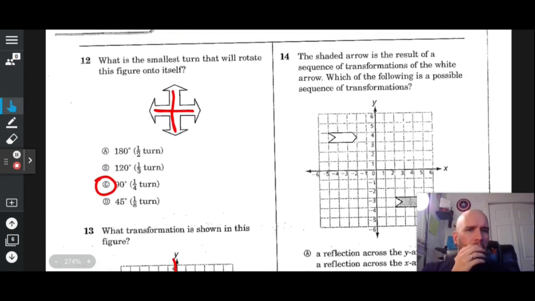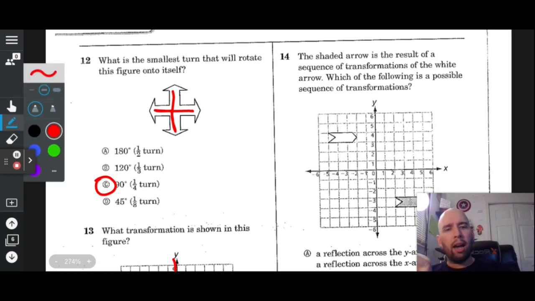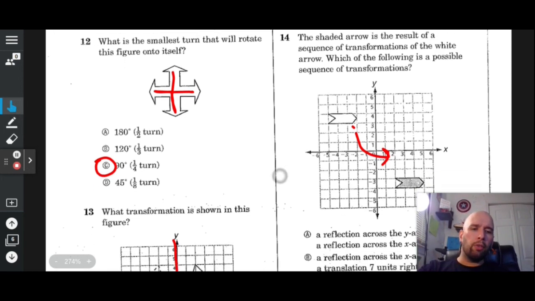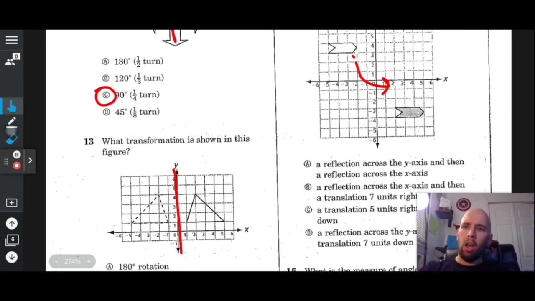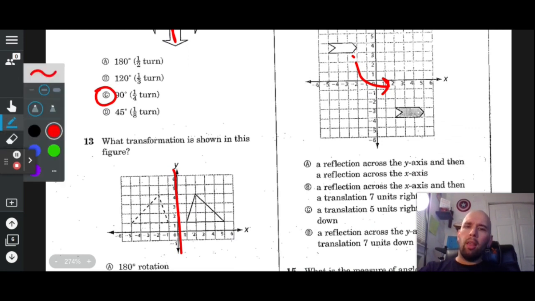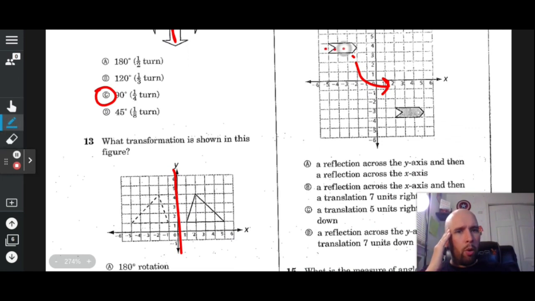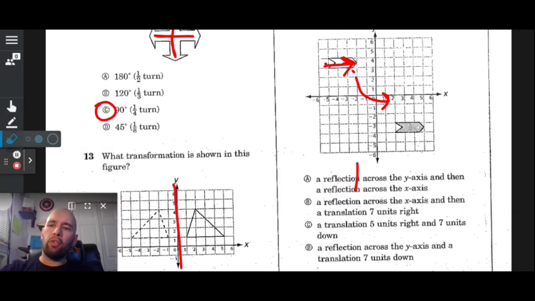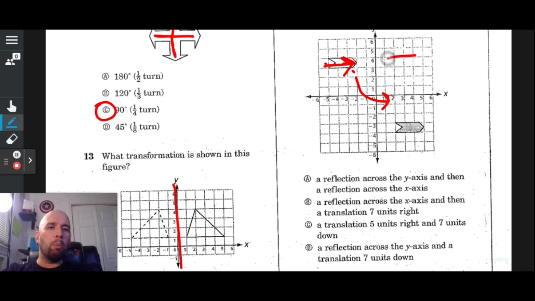The shaded arrow is the result. So we're going from this guy to that guy. How am I getting there? All right, well, a reflection across the y-axis. I'm just going to pretend that this is an arrow pointing to the right. If I reflect it over the y-axis, then it makes my arrow point to the left.